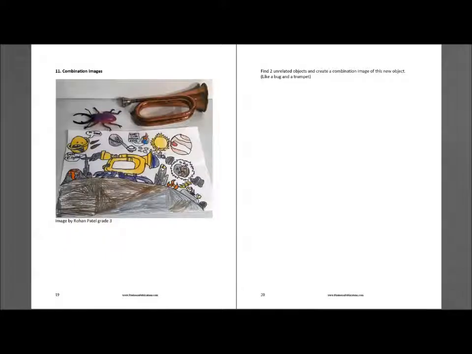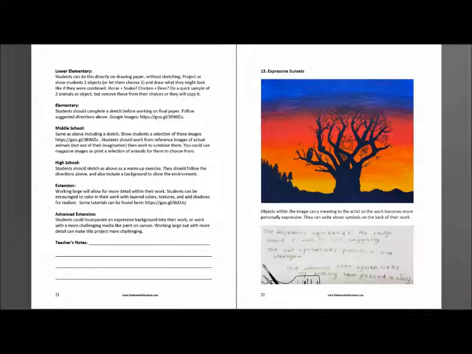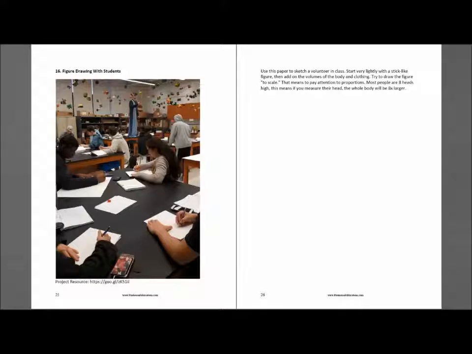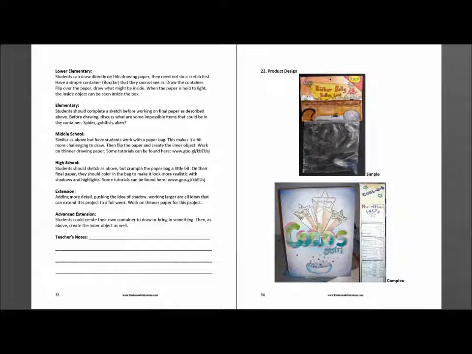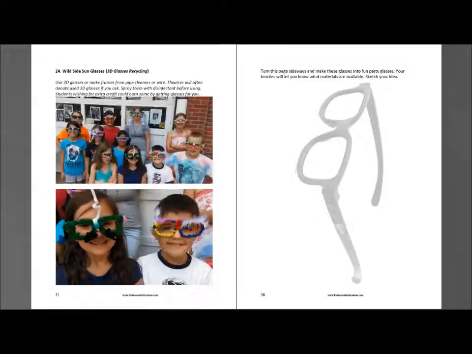Again, each one starts off with an illustration, a page that students can work with as a handout to plan their work, and then detailed descriptions for the teacher who can see some figure drawing projects, and sometimes there are back-to-back projects that are related. So we have figure drawing and then a fashion unit so that one can build upon the other. A 3-dimensional project with product design.